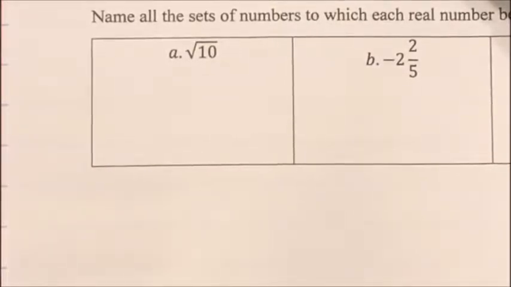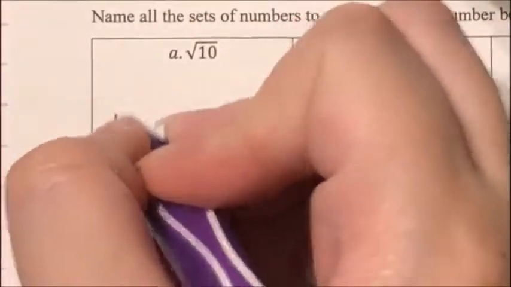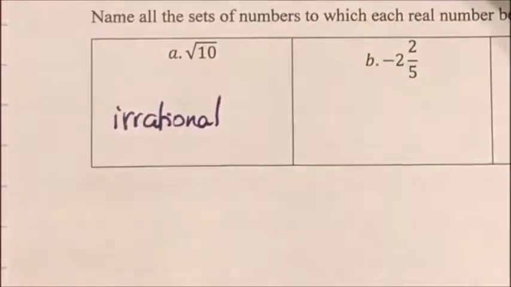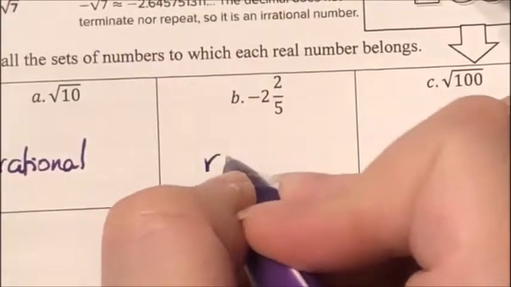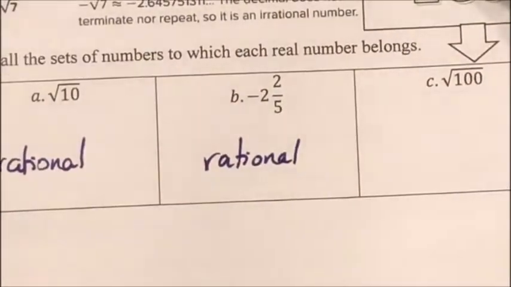Now that you've tried them on your own, let's look at them together. First I have A equals the square root of 10. The square root of 10 is not a perfect square. There are no two numbers that are the same that will multiply to get 10, so this is irrational. Letter B says negative 2 and 2/5. It isn't a whole number, it's not a natural number, and it's not an integer, because integers are whole numbers, either positive or negative. But it is a rational number because it can be written as a fraction.